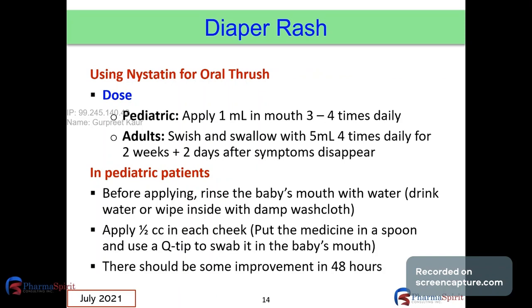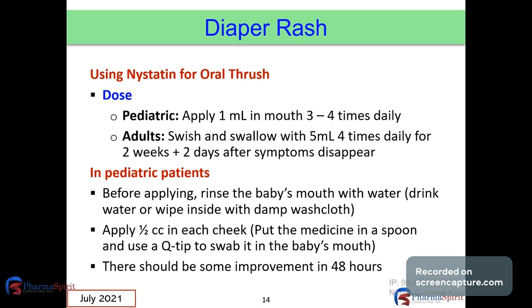How do we use nystatin oral suspension for oral thrush? The dose for pediatrics, we apply 1 milliliter in the mouth 3 to 4 times daily. In adults, we have to swish and swallow 5 milliliters 4 times daily, usually for 2 weeks, plus 2 days after the symptoms completely disappear, just to make sure that there is no remaining fungus in the mouth.